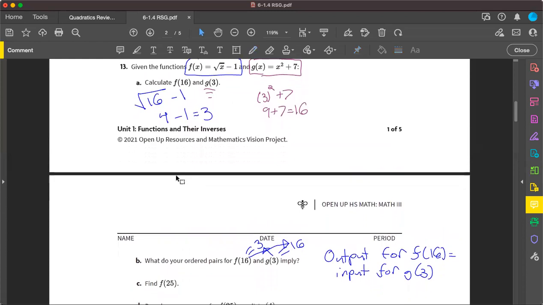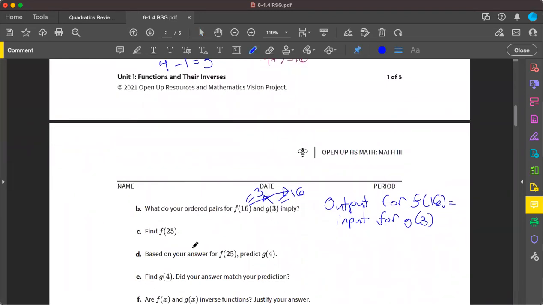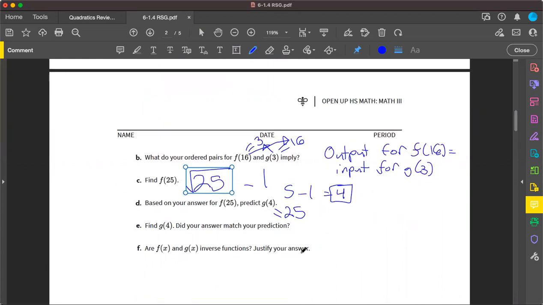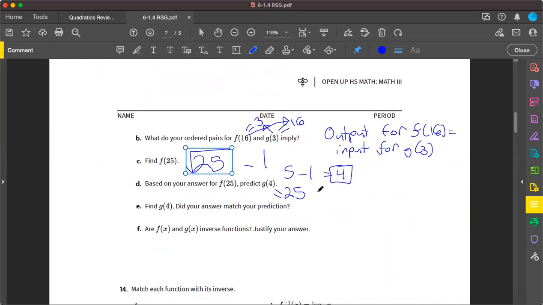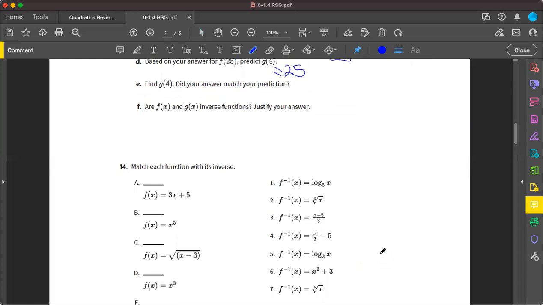F of 25, we're taking the square root of 25, we're deducting 1. Pretty simple. Minus 1, so this is 5 minus 1, so this is 4. Based on your answer for f of 25, predict g of 4. It's probably going to be 25 because we saw that little switch. Find g of 4. Did your answer match your prediction? I'll leave that up to you, and also leave f up to you too.